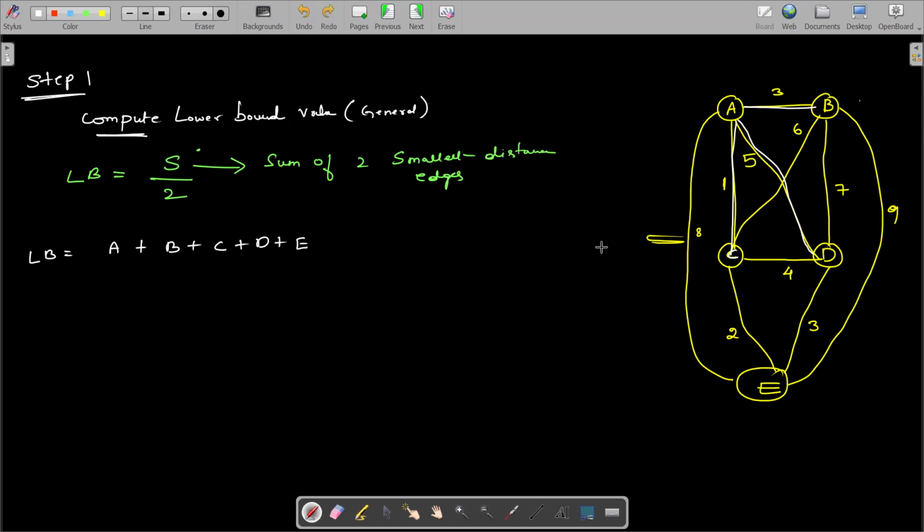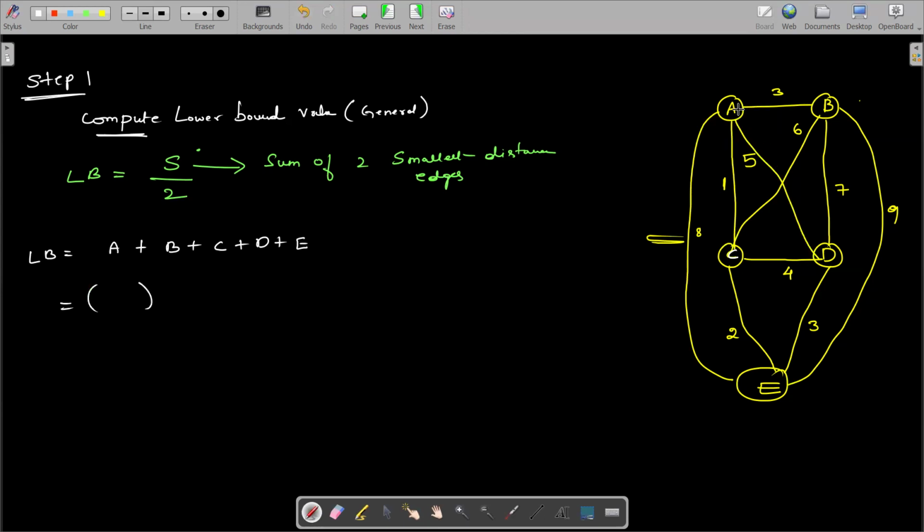In this, what we have to identify is the S value. S value is nothing but the sum of the two smallest edges. That is the meaning. So for A, what I am going to do is take the smallest edges.